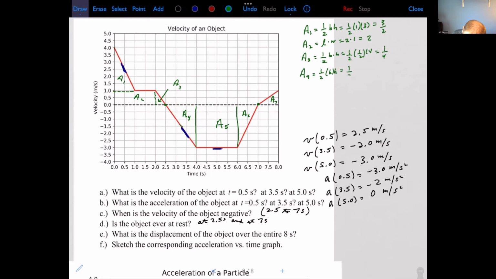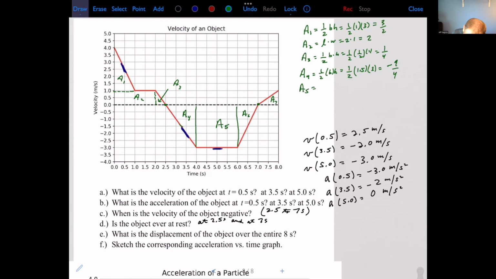So it's 1/2 times 1.5 times 3. So that's going to be like, I think it's like 9/4, right? 1.5 is the same as 3/2. So it looks like it's going to be 9/4, but it's negative, right? Because it's underneath. The velocity is negative, so that means the displacement is going to be negative. So negative 9/4.